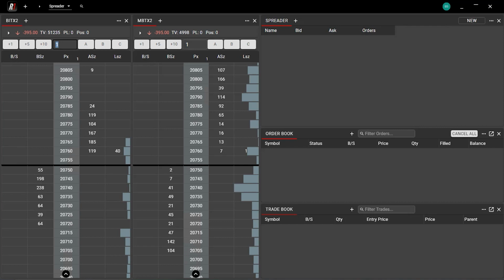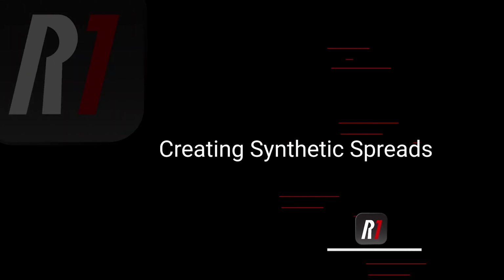Exchange. In the center ladder, we see MBT, which is the micro Bitcoin contract listed at the CME. The micro Bitcoin contract has a size of 1/10th of a Bitcoin future contract. We'll be creating a synthetic spread to spread between these two.